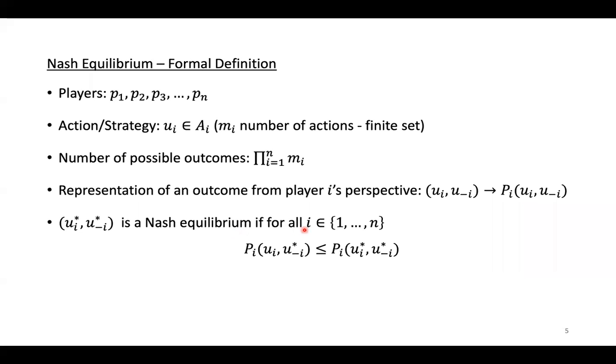Now, the Nash equilibrium is defined as the situation where ui star comma u minus i star is a Nash equilibrium if, for all i from 1 to n, which means for all players, Pi of ui comma u minus i star is less than or equal to Pi of ui star comma u minus i star. This means this strategy profile ui star, u minus i star is the best for player i, assuming that all the other players stick to their strategy profile. Player i may want to deviate, but he cannot, because that is the best payoff he can get given the strategy profile of all the other players.